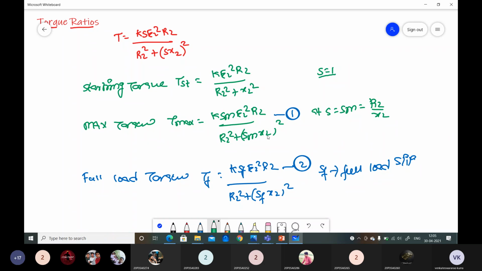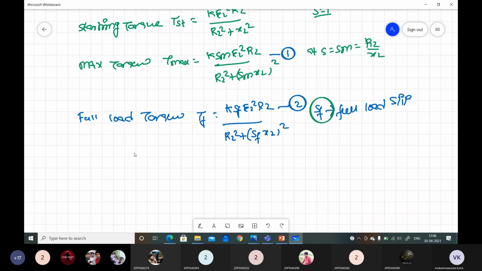Next, suppose if you want to calculate torque at full load. To calculate torque at full load, we need to know slip at full load. This SF is slip at full load. So substitute: K SF E2 square R2 by (R2 square plus SF X2) whole square. Now we are going to derive the ratio or relation between full load torque and maximum torque.